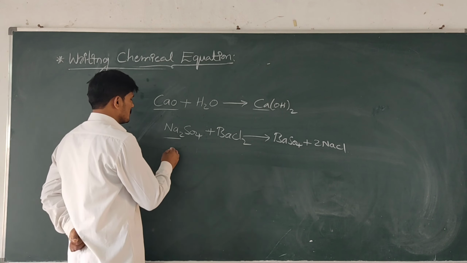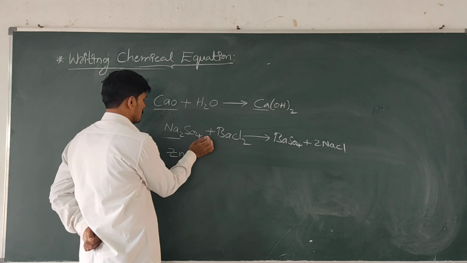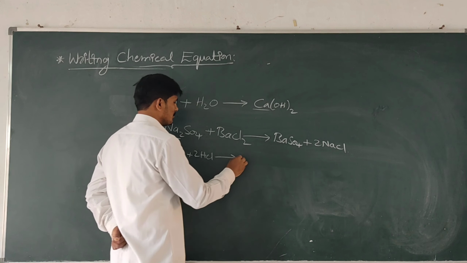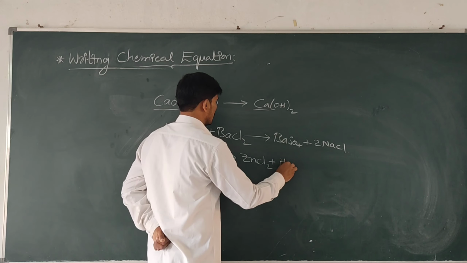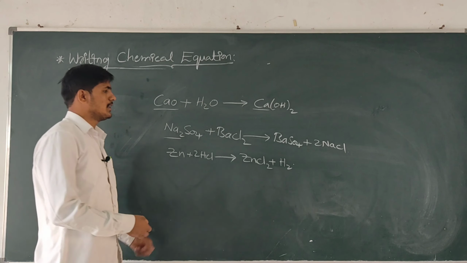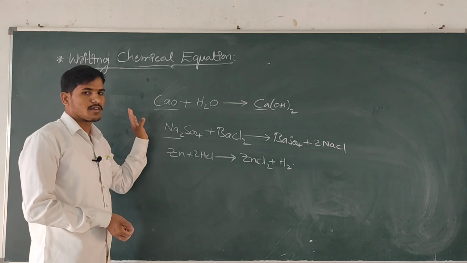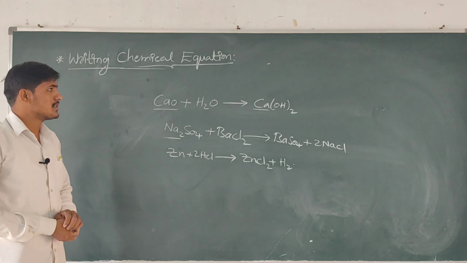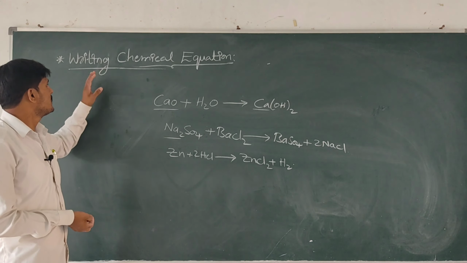Next, zinc plus 2 moles of HCl, when treated, forms ZnCl2 plus hydrogen gas evolved. In these chemical equations, which substances are undergoing the reaction and what new substances are formed, we write using their symbols and formulas as chemical equations like this.